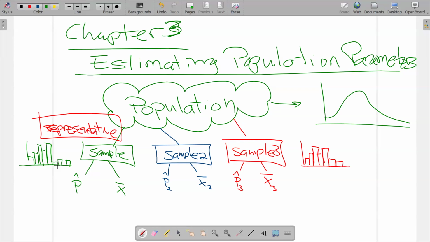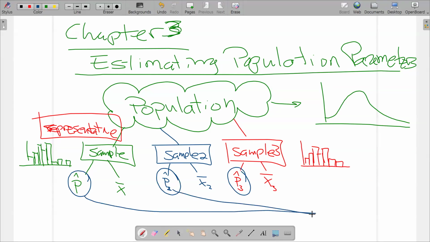Okay. Now, it turns out we could graph, say I need a different color, how about blue? We could graph, we do a whole bunch of samples, and we just record that proportion for the sample. And then we could make a histogram based on all of these proportions. And it's going to look similar but different. Okay. So I have three kinds of histograms going on here.